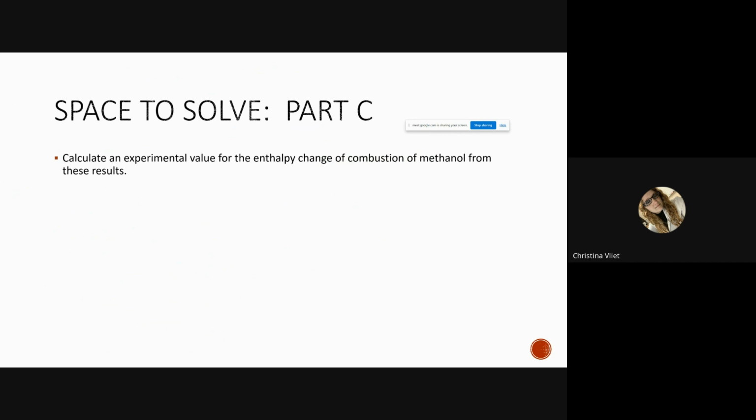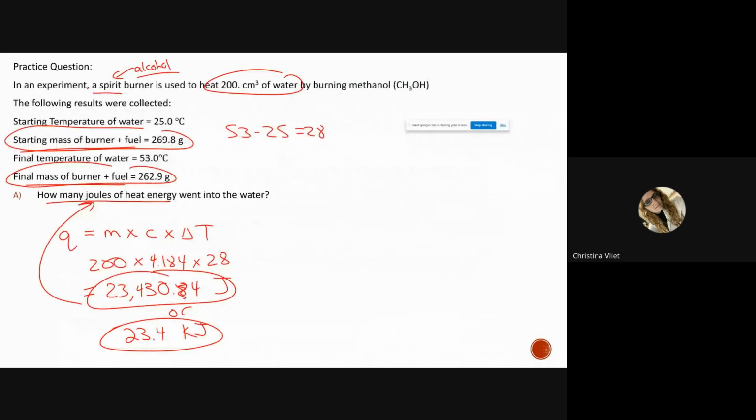All right, last question. Calculate an experimental value for the enthalpy change of combustion. So what's the formula for enthalpy again? When it says experimental value, it means this is the experiment. So we use this experiment to come up with what is the enthalpy change. So experimentally, we got this number, but that might not be right. Because could we have made mistakes? Heat could have been lost. You'll have some kind of percent error, like in today's lab.